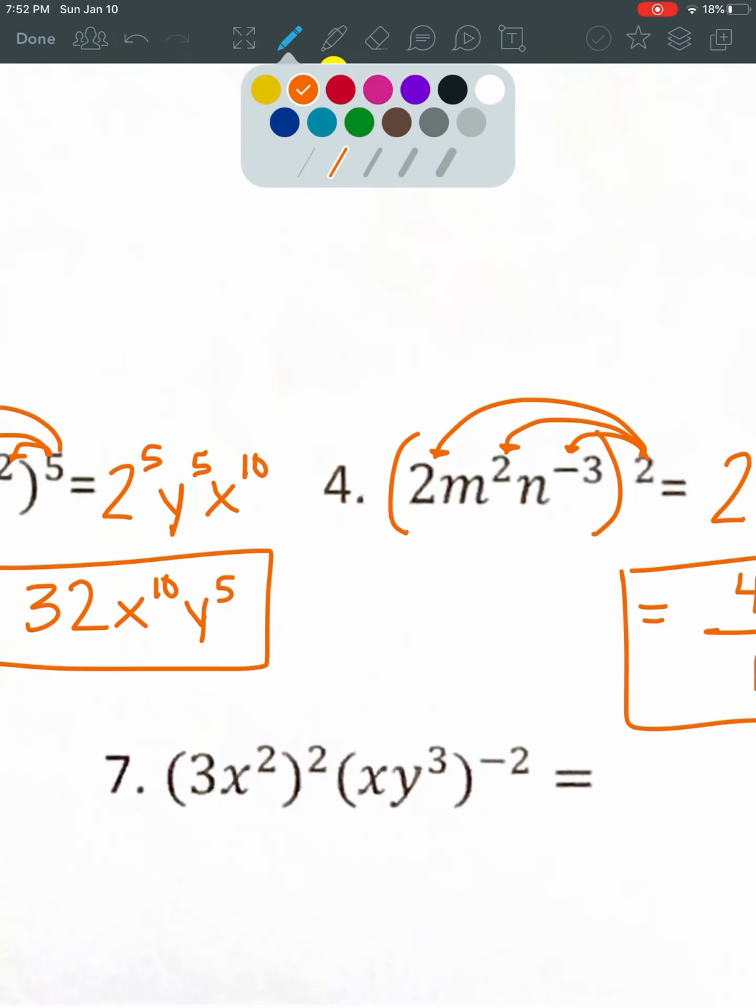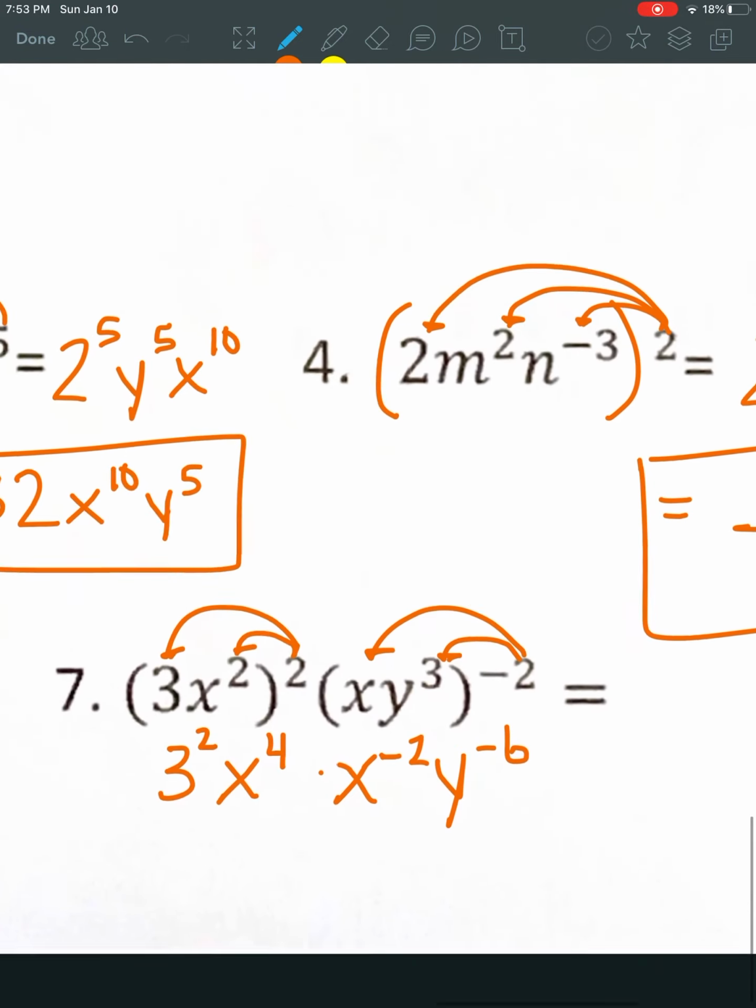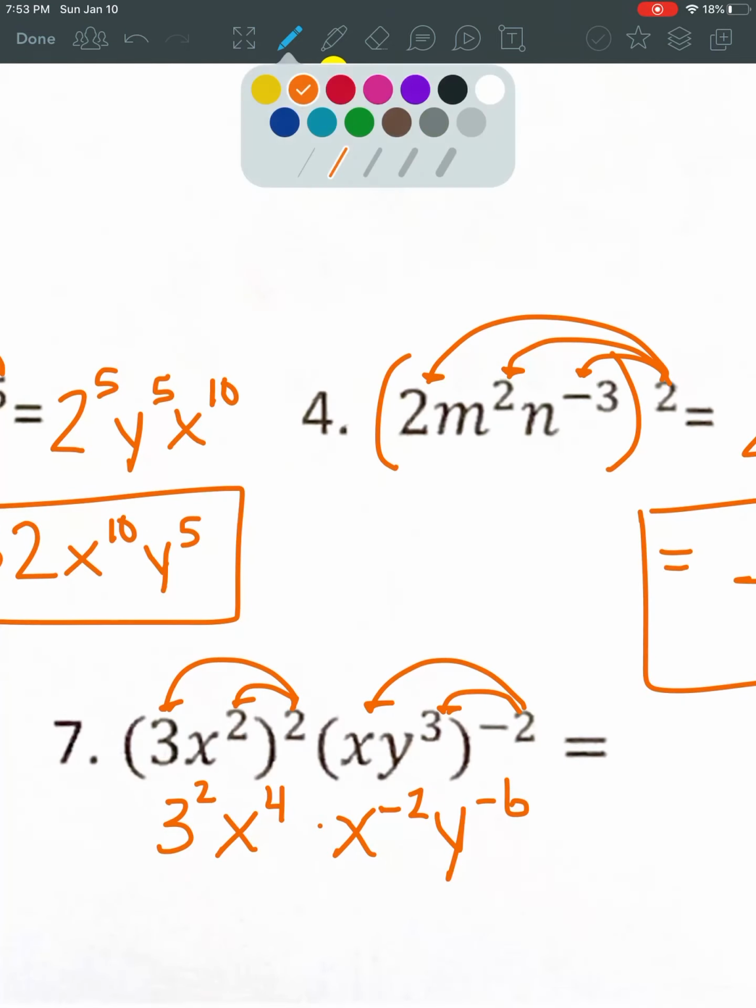And last one, finally we have some parentheses in this one. So the 2 goes to the 3. We get 3 squared. It goes to the x squared. We get x to the 4th. Times, now the negative power goes to the x. x to the negative 2nd. It also goes to the y. So y to the negative 6th.